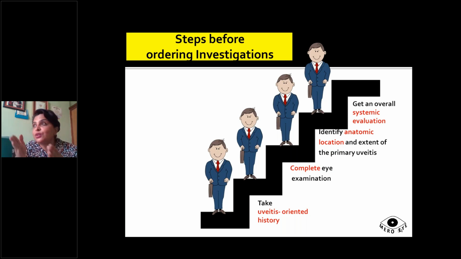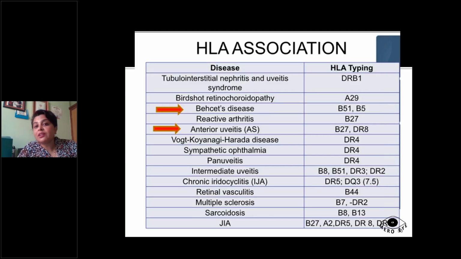So in that case, you would prefer HRCT of the chest or some blood investigation like serum ACE rather than going to HLA typing. These are the steps that we have to bear in mind before ordering any investigations. And routinely, we are practicing HLA typing especially in cases of anterior uveitis, the non-granulomatous type, where we are frequently coming with positive reports of HLA B27, and HLA B51 for Behçet's disease.